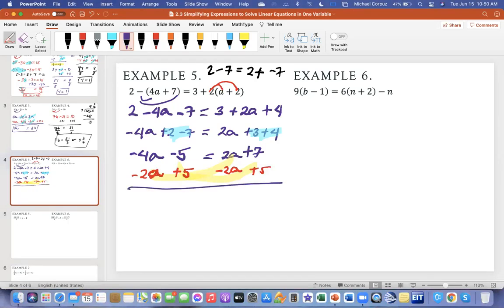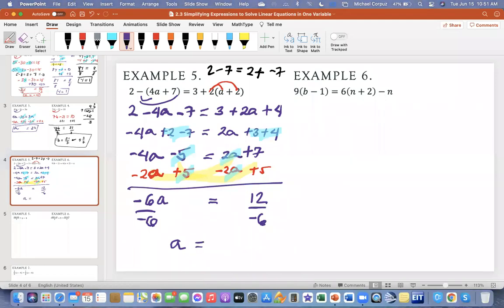Combining like terms now. You have negative 4a minus 2a. That's the same as negative 4a plus negative 2a. All right, so negative 4 plus negative 2, we have negative 6a. 0, 0, and 7 plus 5 is 12. And divide both sides by -6. We got a, which is equal to -2.